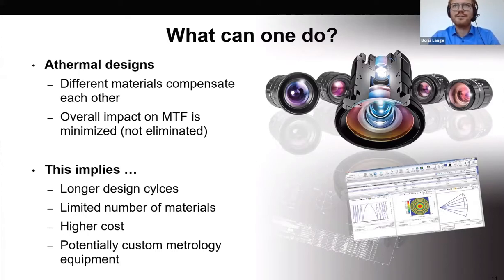So if some index of refraction of your first element goes up, then you need to choose maybe the second, third, fourth element in a way that this change in the refractive index is compensated. So that's fun to do, but it takes time. So if you go down that route in a project, then you need to expect a significantly longer design cycle.